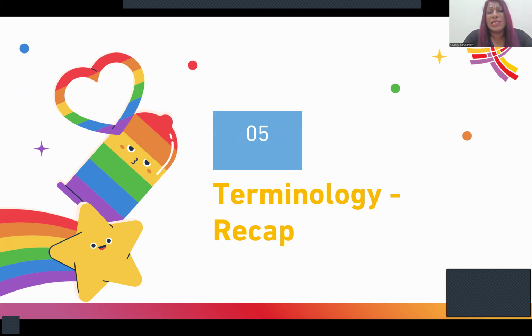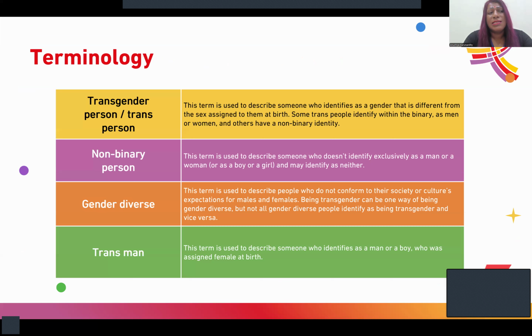Let's go over some important terms to clarify the language we use when discussing SOGIESC. Transgender describes someone whose gender identity differs from the sex they were assigned at birth. Non-binary is a term for people who don't identify exclusively as male or female. Gender diverse is a term used to describe people who do not conform to their society or cultural expectation for males and females. Trans man is a term used to describe someone who identifies as a man or a boy who was assigned female at birth.